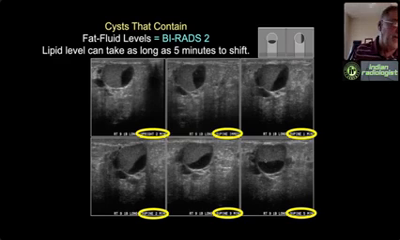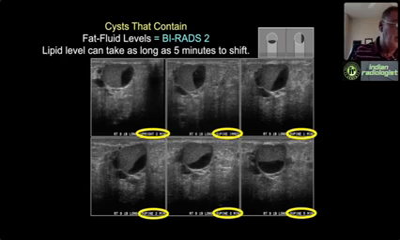And if you have to wait 5 minutes for each of these 5 cysts, you're talking 50 minutes just to prove that these are all fat fluid levels. So there has to be a shortcut. So is there a shortcut that can prevent us from waiting 5 minutes?